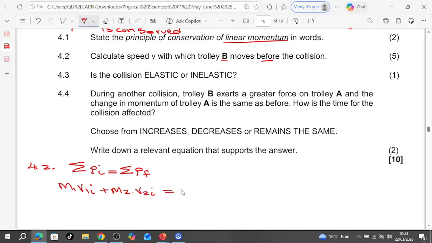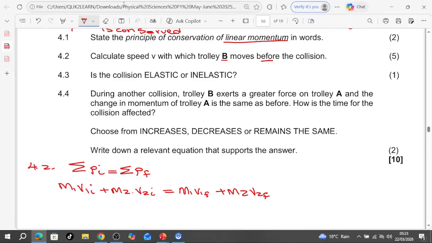We're going to equate this to m1 v1 final. Please just give me a second, this will make sense now. M1 v final, then we add the second mass multiplied by the final velocity of the second object, which is B.